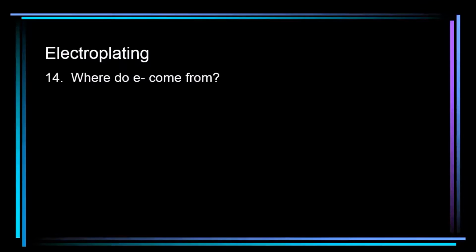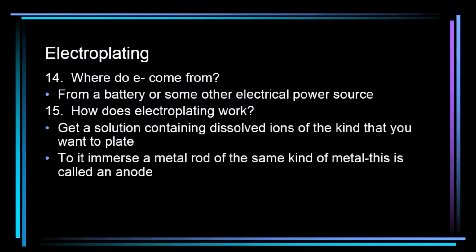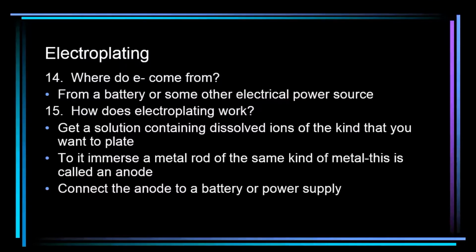So, where do the electrons come from in order to reduce things? Electroplating can only occur if you hook it up to some kind of electron source, whether it's a battery or just an outlet. Now here are the steps to electroplating, and I'll show you 2 different videos in order to illustrate this. Okay, there are going to be 3 steps here, and then in the next slide there'll be 2 more steps. So you'll need to be patient.